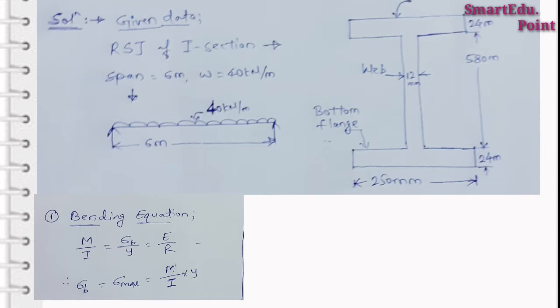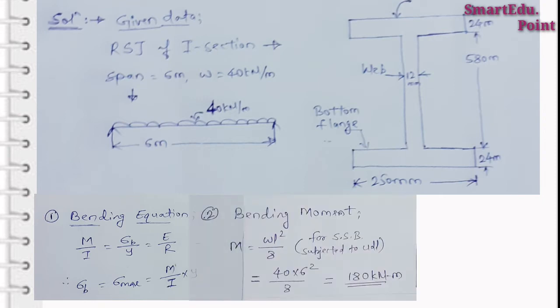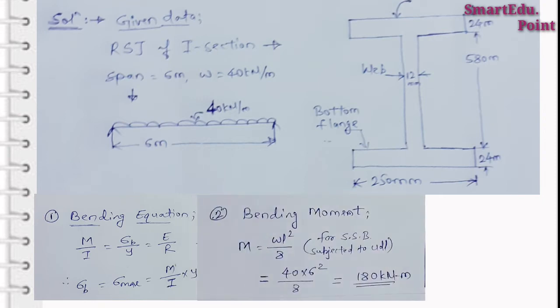Now in the second step we are going to find the bending moment. Based on the given data, the beam is subjected to 40 kilonewton per meter of UDL having span 6 meter and it is simply supported, so the maximum moment will act at the midpoint or at the center of the beam, and that is of magnitude M equals WL square by 8. Hence M will be equal to 40 into 6 square by 8. By solving we will get the moment equal to 180 kilonewton meter.